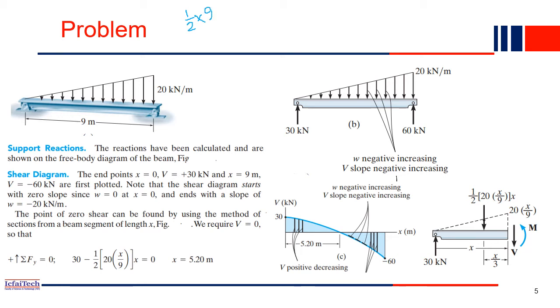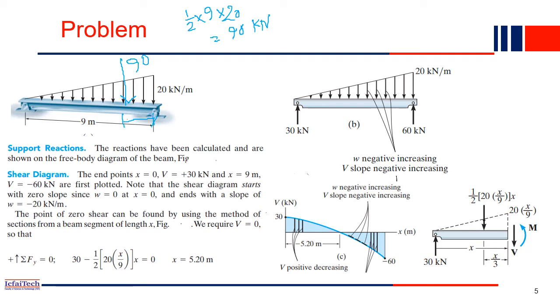9 meters, right? 9 into height. The height is given as 20, so from this you will get 90 kilonewton as the total load acting. Now if you replace this entire UDL with a point load of 90 kilonewton, this is a point load acting at 90 kilonewton, and its distance will be the CG of this triangle.